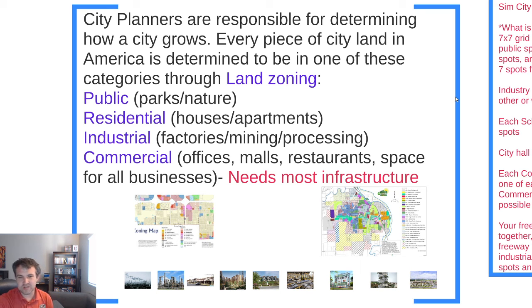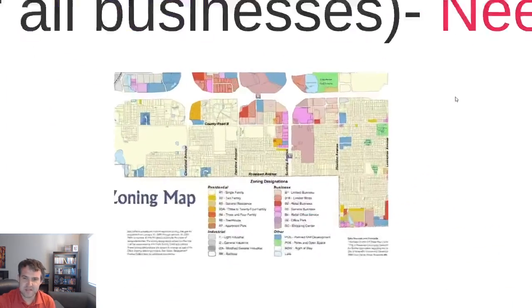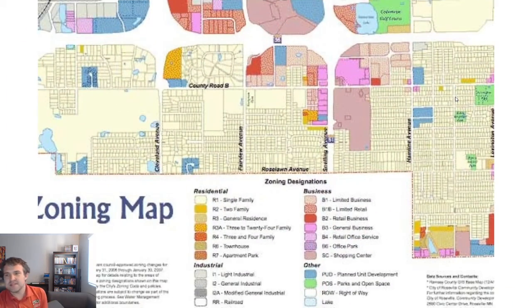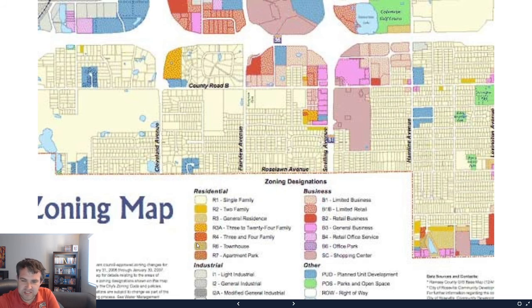Oh yeah, and commercial always wants to be near infrastructure. There's no point in building a store if people can't get to it. So there you go. All right, let's check out some land zoning stuff. So here's a zoning map, and you see that these different colors are associated with the different zones. So that's all pretty cool, and I'm sure these white spots are streets.